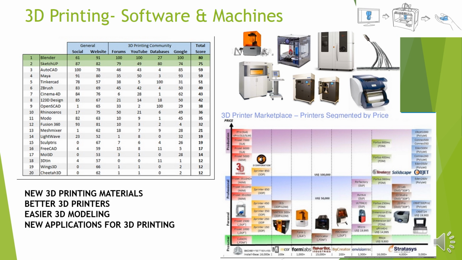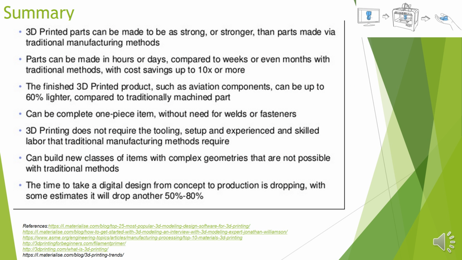The areas that need to be tracked are the new 3D printing material inventions, better 3D printers that can print faster, cheaper, and larger, and easier 3D modeling software and new applications that are upcoming for 3D. Finally, a quick summary of the advantages of 3D printing and additive manufacturing.